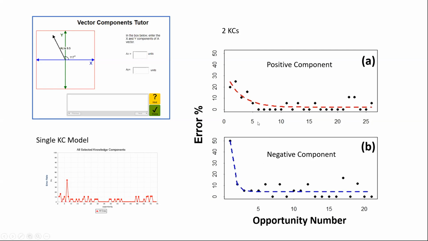And one other thing that we see here is that when it comes to positive components, the students seem to make a lesser number of errors, which tells us that probably it's easier to find the X and Y components when the components are positive, whereas when the components are negative, it's a little bit harder. Which is basically shown here. The error level is higher when it comes to negative components.